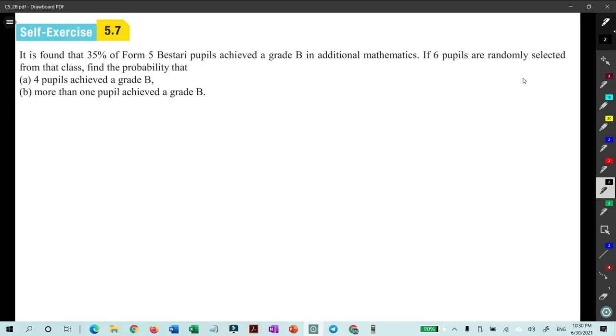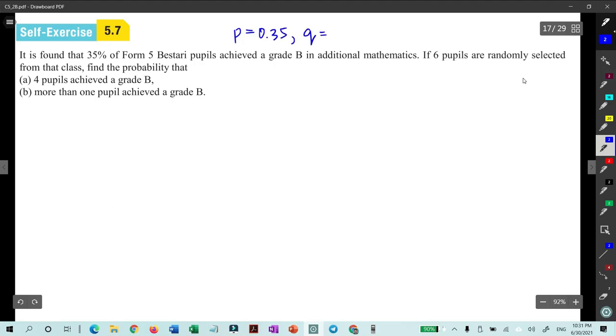Let's see how to solve the problems in self exercise 5.7. Okay, question number 1. It is found that 35% of Form 5 best study pupils achieve a grade B in additional mathematics. If 6 pupils are randomly selected from that class, find the probability that 6 pupils achieve a grade B. So in this case, the value of P is 35%, which can be written as 0.35.